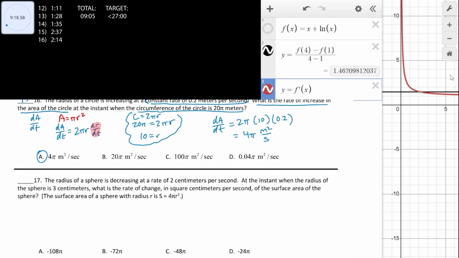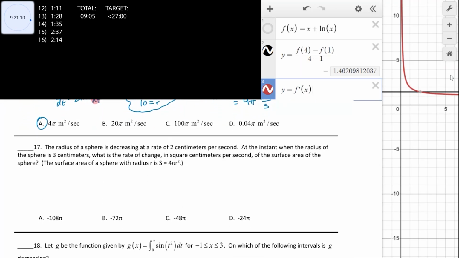Number 17 says the radius of a sphere is decreasing at a rate of 2 centimeters per second.